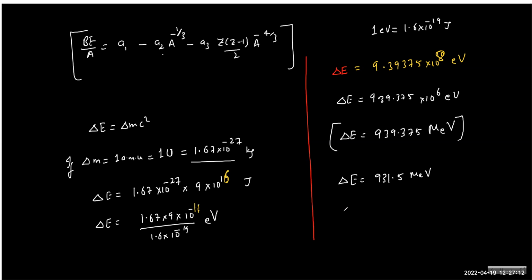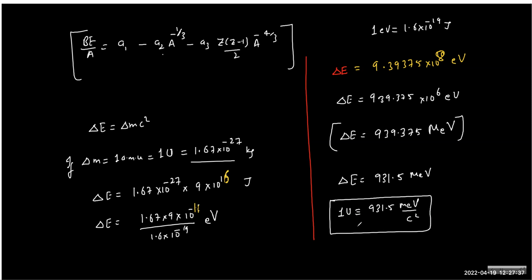So there is another unit of writing this. We write 1 U is equivalent to 931.5 mega electron volt per C square. So this is the mass and energy conversion formula.